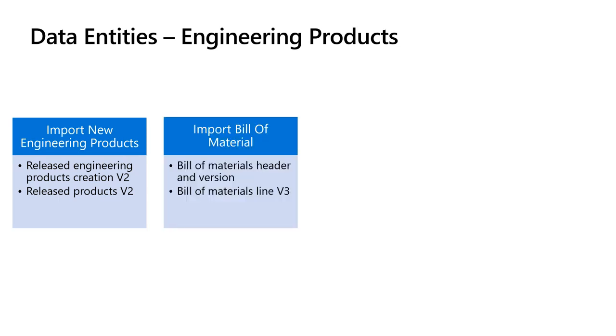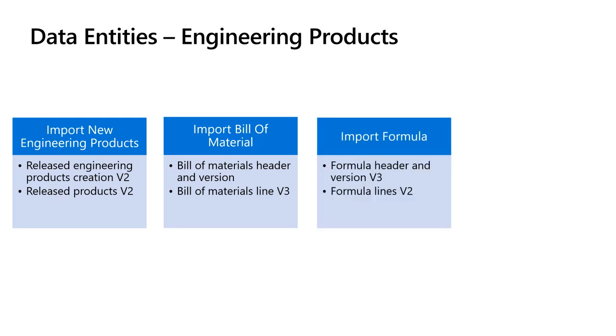To import BOM, you will use the bill of material headers and version and bill of materials line v3 entities. As I mentioned in the previous slide, when you want to import a BOM, the BOM needs to be associated with the engineering version. So make sure in your bill of materials header and version template, you specify the correct engineering version with which you want to associate your BOM.